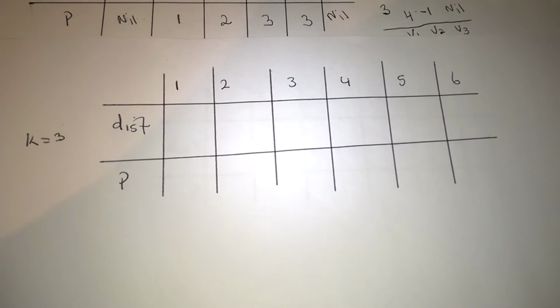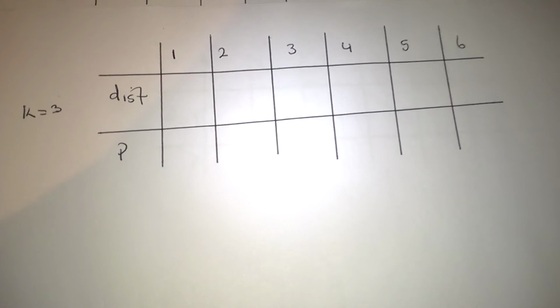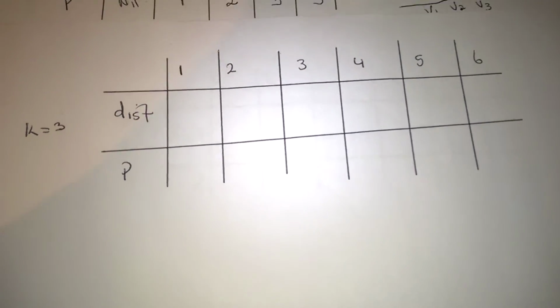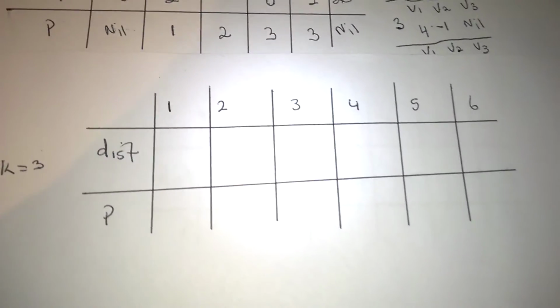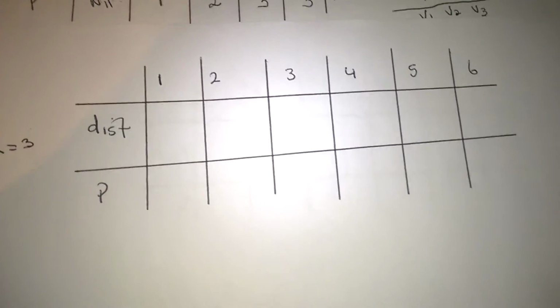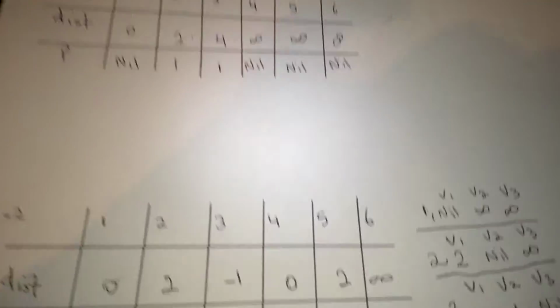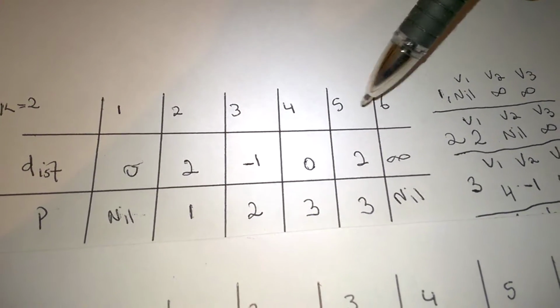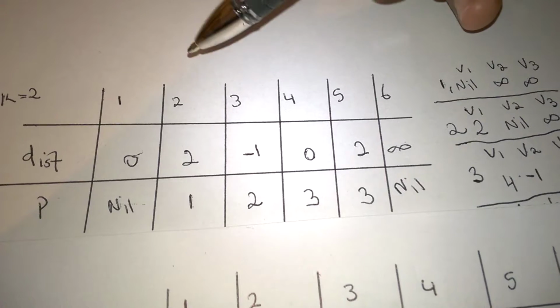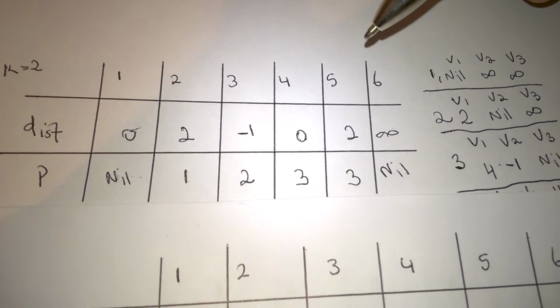Okay, so we're on k is equal to 3 now, right? And like I mentioned before, we're going to need the values from the previous table, which in this case is k is equal to 2, in order to do the next table, k is equal to 3, right? And just like before, we're going to take all vertices here that are not infinity, right? So we want 1, 2, 3, 4, and 5, right?